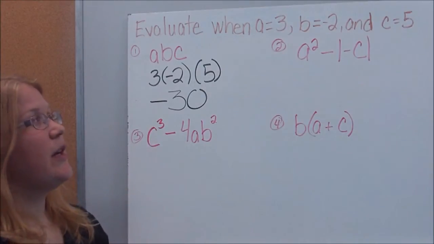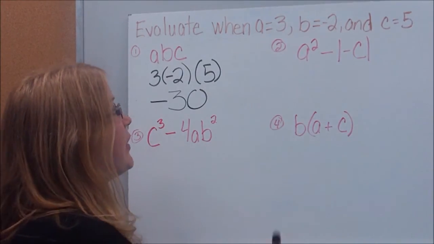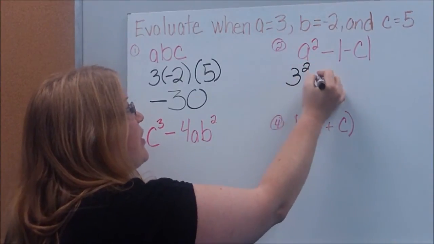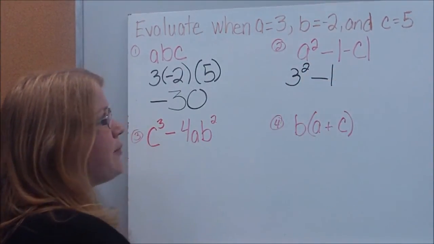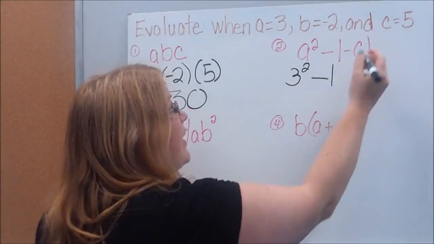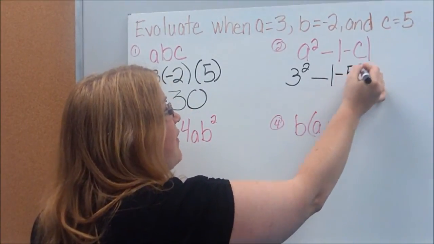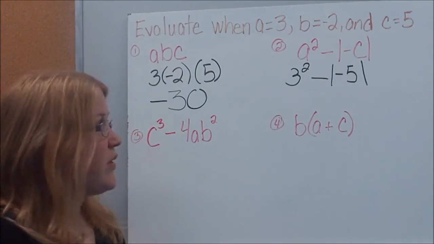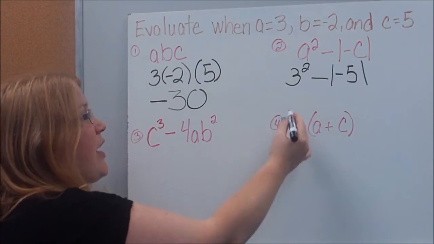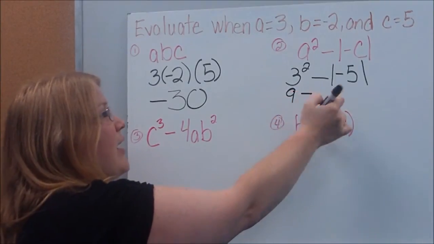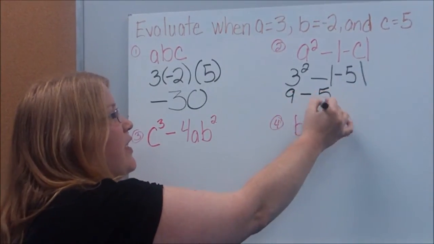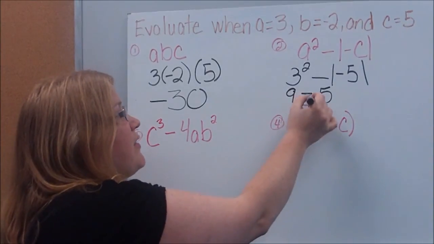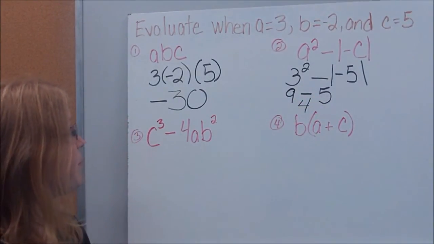So we're going to do the same thing over here, plug my numbers in, and then just solve following order of operations. So a squared, a was 3, so that means I'm going to take 3 squared. I'm going to subtract the absolute value of negative c. Well, c is positive 5, so it becomes negative 5. So we're just going to simplify using our order of operations. So let's start with our exponent. 3 squared is 9. Let's simplify our absolute value. The absolute value of negative 5 is 5. So I wind up with 9 minus 5, which gives us 4.